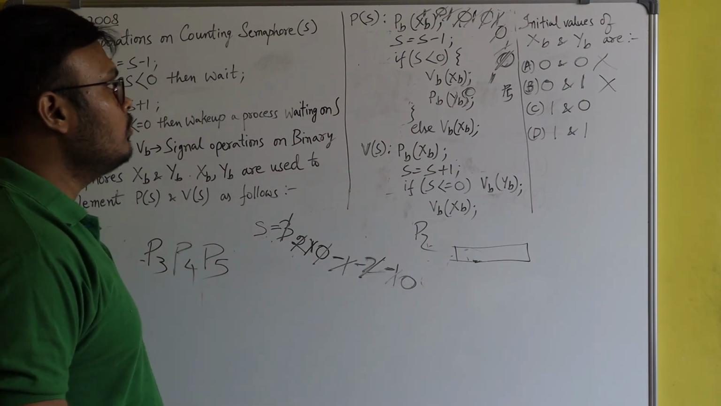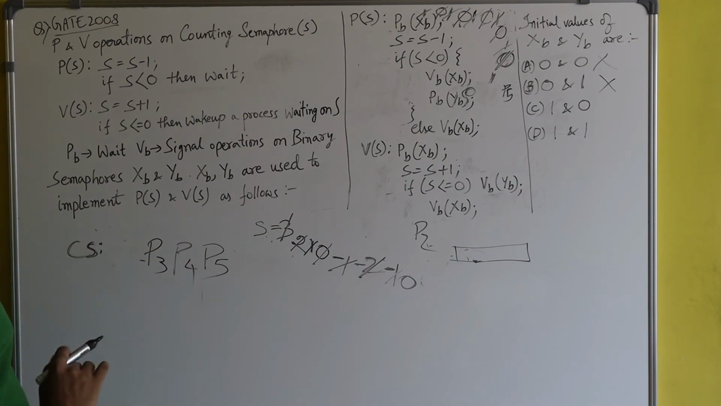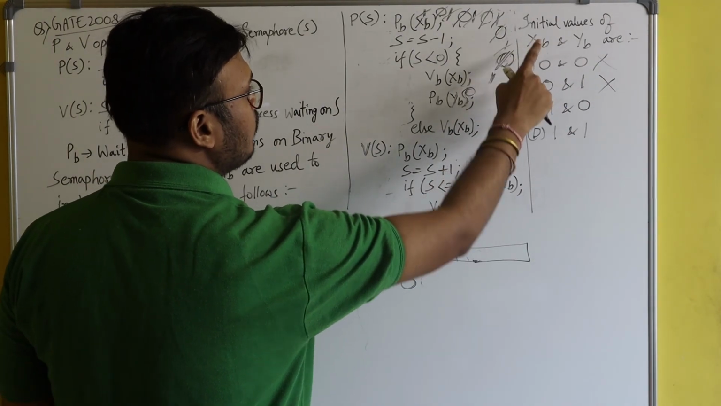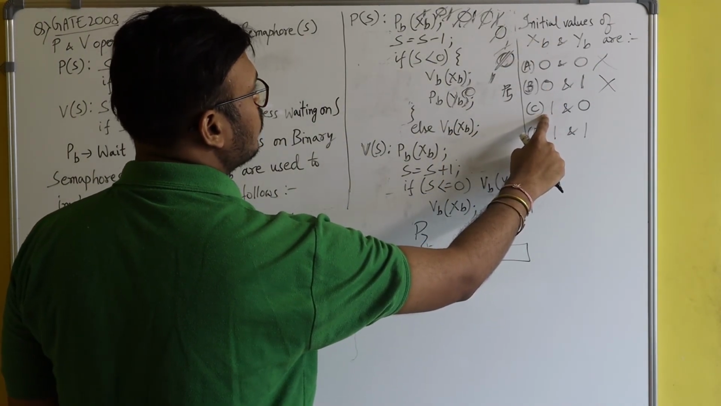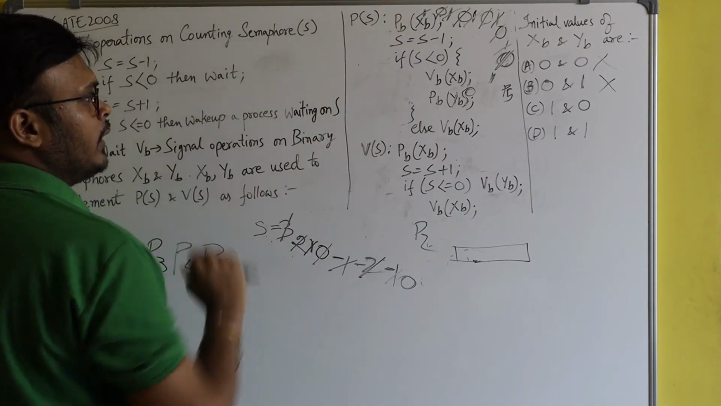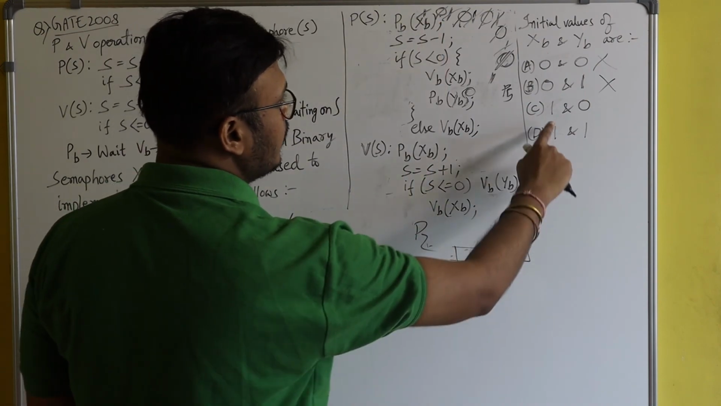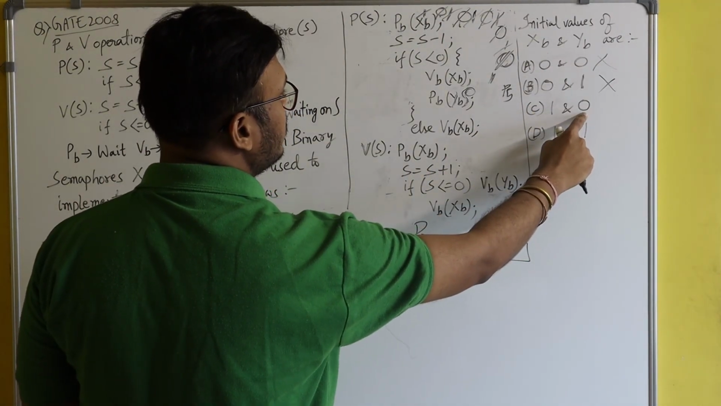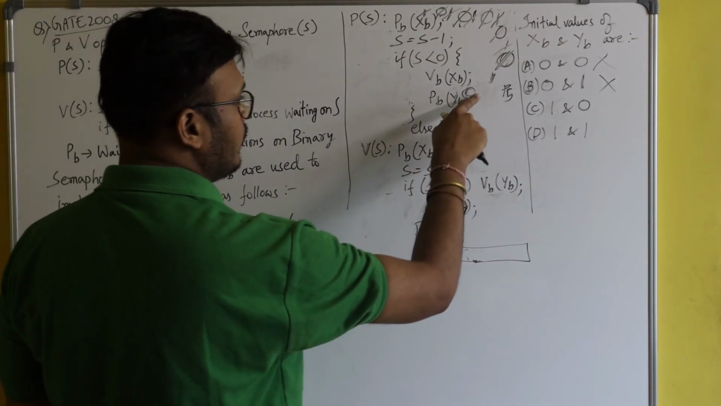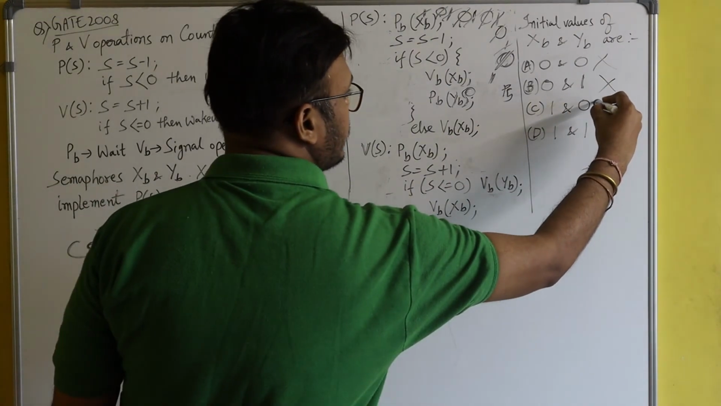So after analyzing the whole thing, we have come to know that the initial value of XB should be 1, so that the process can get the entry inside the critical section, thereby executing all this code, and the value of YB should be 0, so that the process may get blocked at this point. Later, it can be woken up. So C is the correct option.